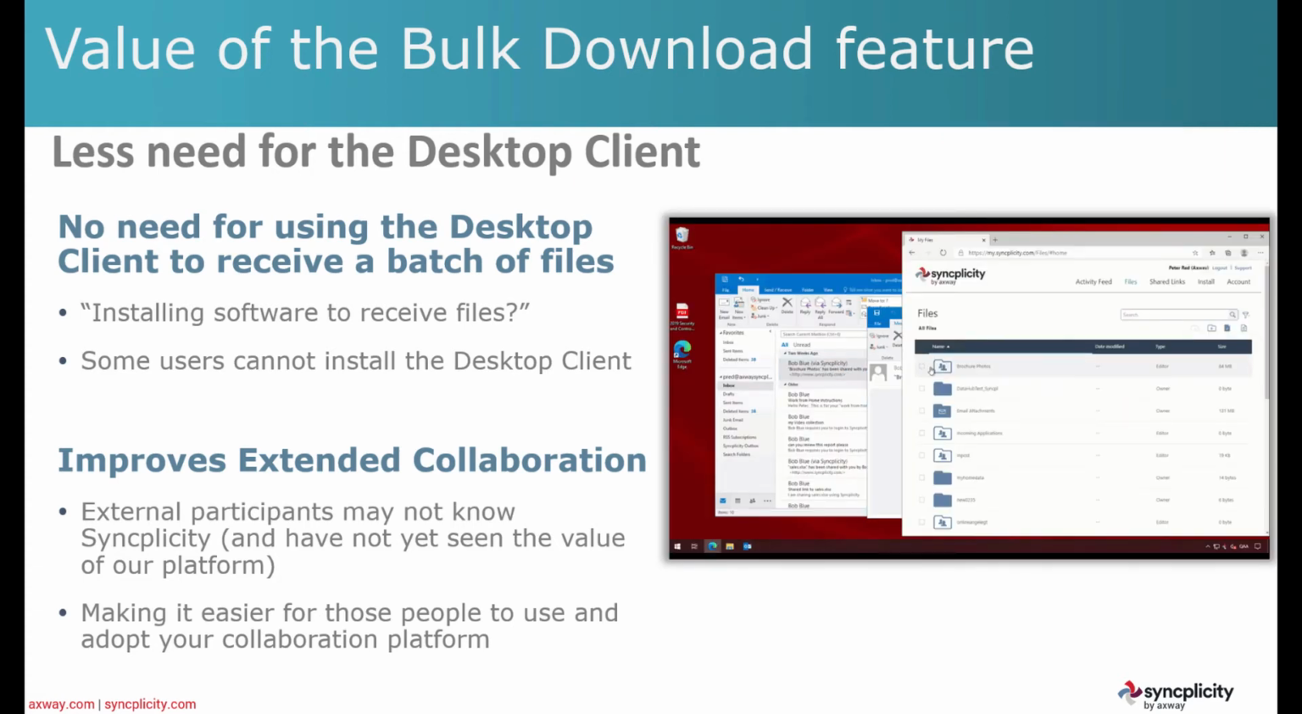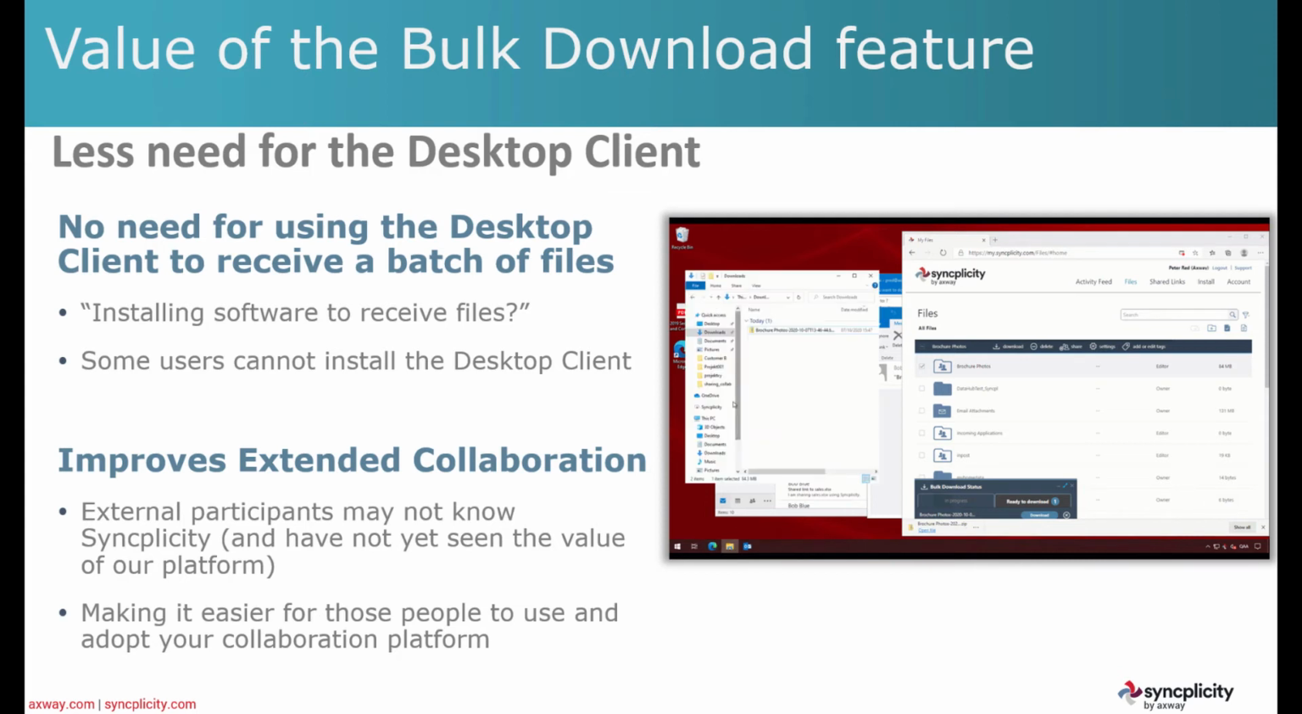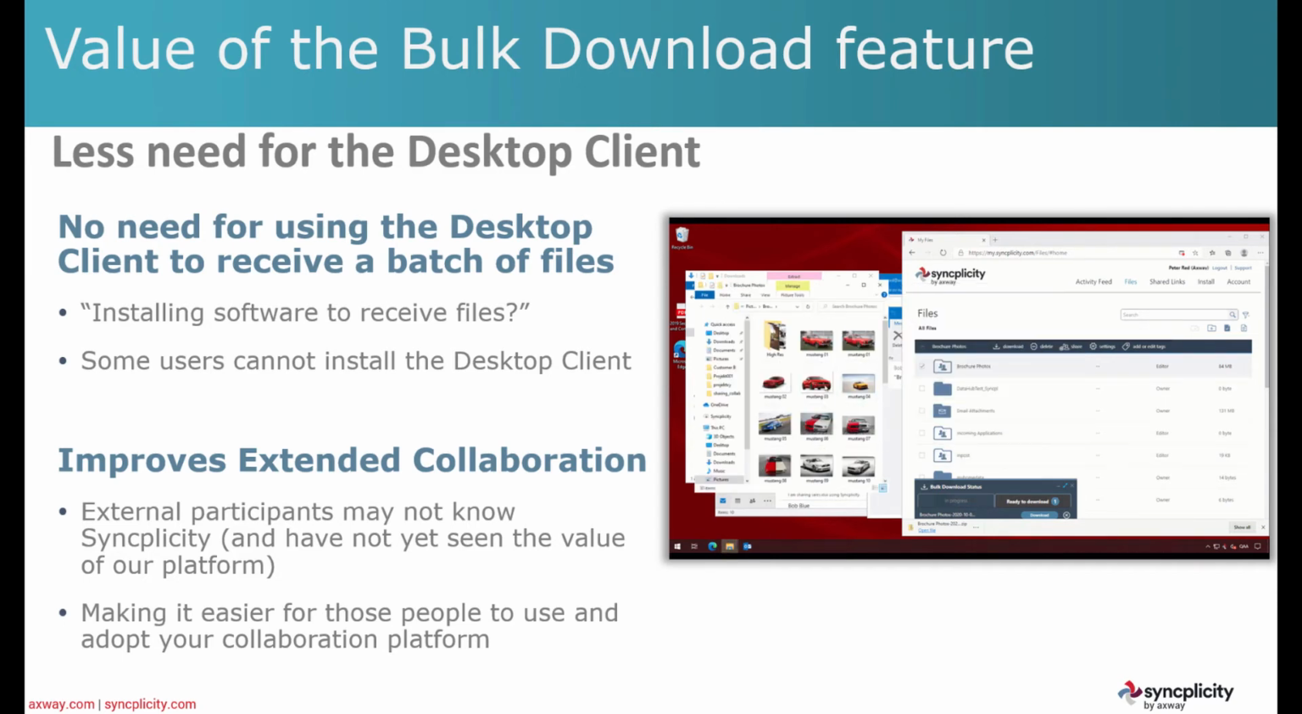Actually, when you receive the email, you just select the folder that you want to download as a zip file, and then you have all the files and the entire folder structure immediately on your computer.